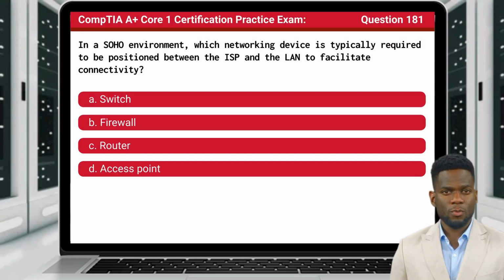Question 181. In a SOHO environment, which networking device is typically required to be positioned between the ISP and the LAN to facilitate connectivity?